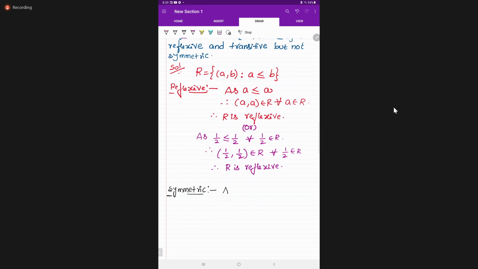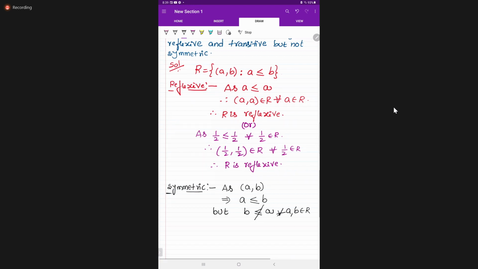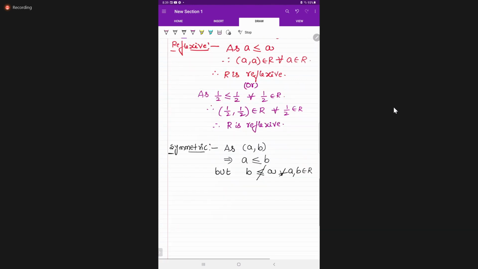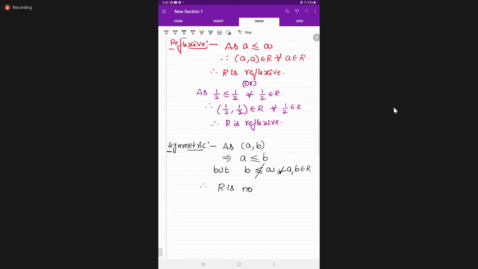Symmetric, students. As (a, b) belongs to R, a is less than or equal to b, but b is not less than or equal to a. If you take an example, b is not less than or equal to a for all (a, b) belonging to R. So therefore R is not symmetric.